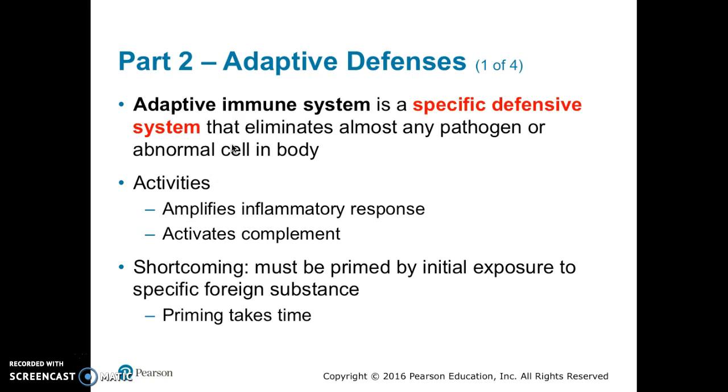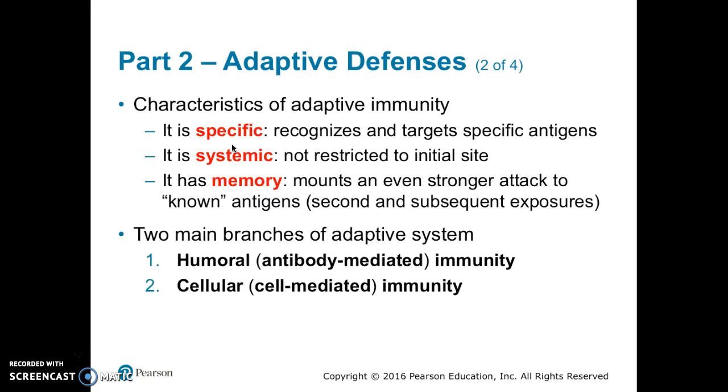The adaptive immune system has one shortcoming. That is, it must be primed by an initial exposure to a specific pathogen first before it can work, and this priming takes time. Adaptive immunity is specific, meaning it recognizes and targets specific antigens. It's systemic, so it is not restricted to the initial site. And it has memory, meaning it mounts an even stronger attack to known antigens during the second and subsequent exposures.